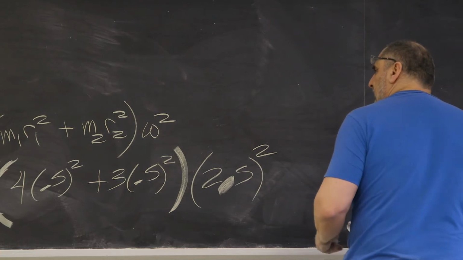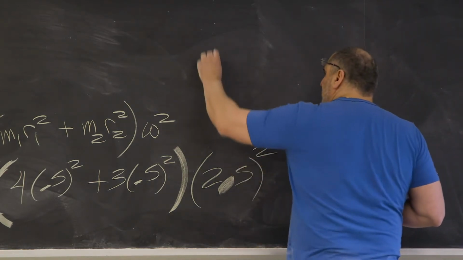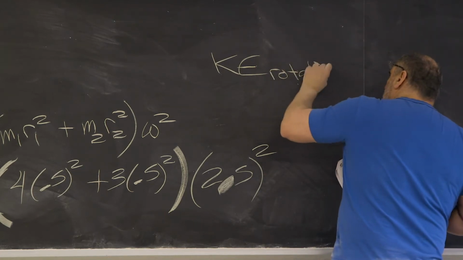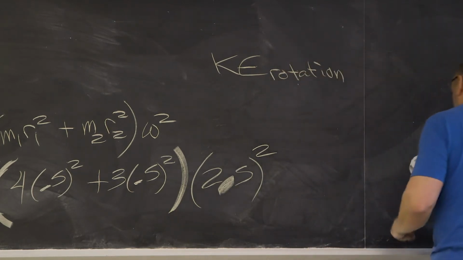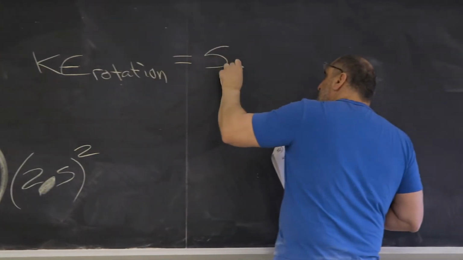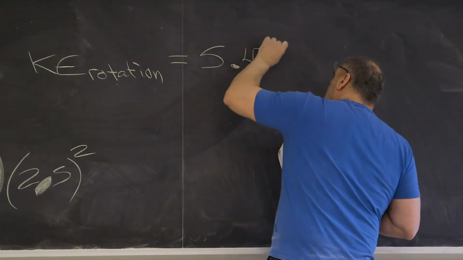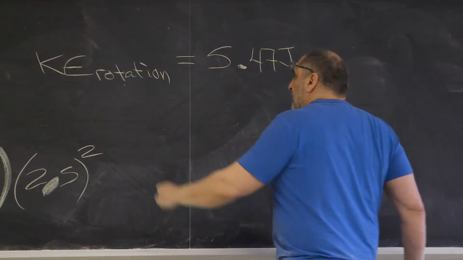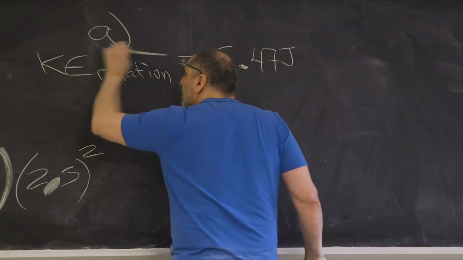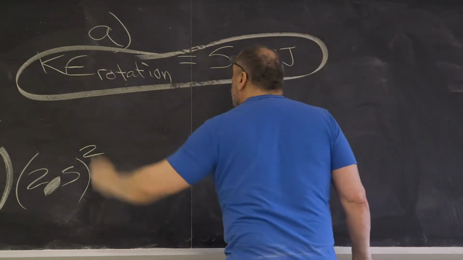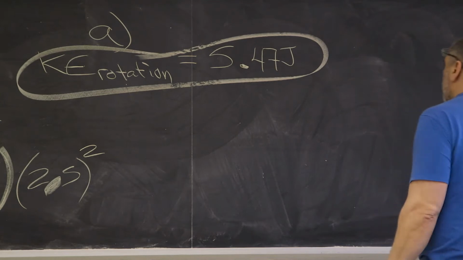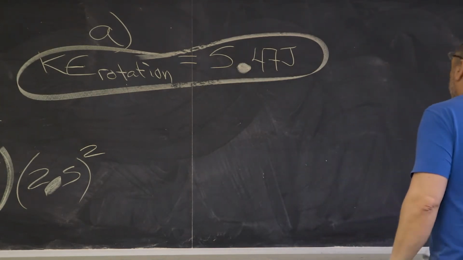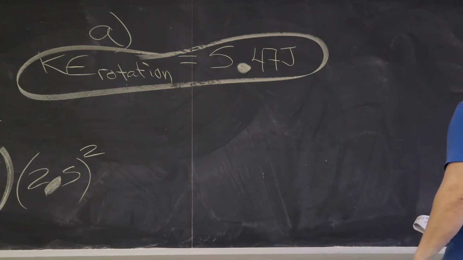So there it is. At the end of the day, you're going to get the KE for rotation, 5.47 joules for A. What about the other one?